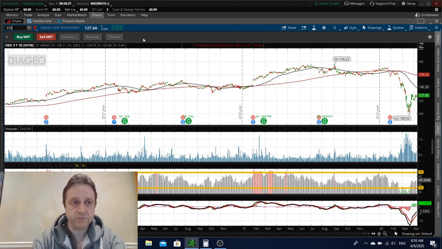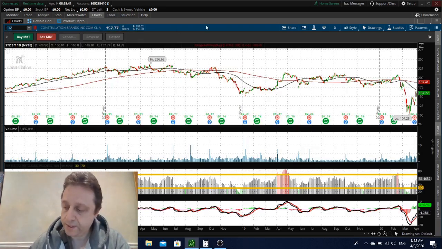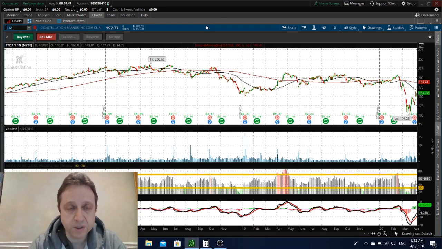So in the same space, I actually like STZ, Constellation Brands. And Constellation Brands has said that they will reduce the brewery operations in Mexico, but still they're a big distributor of alcohol beverages, and this is not a bad time for them in general.